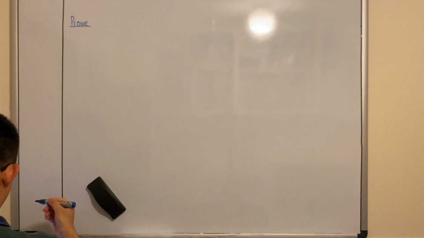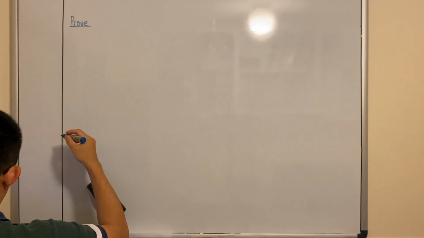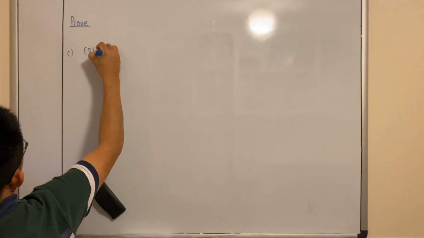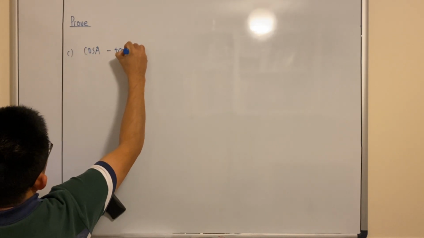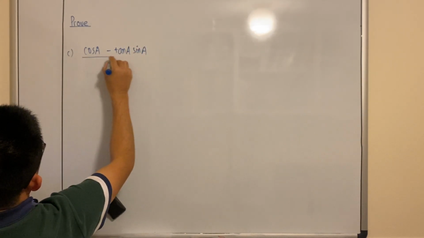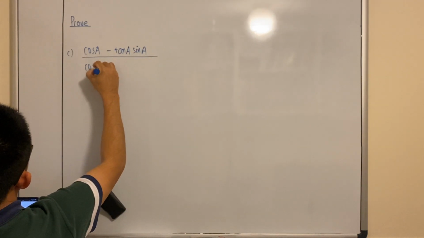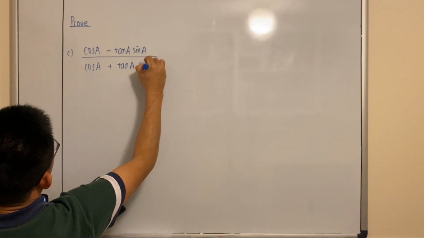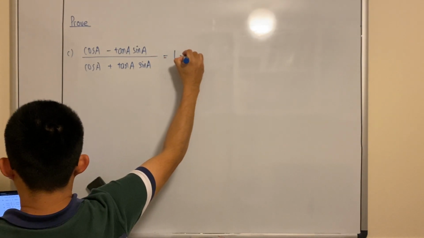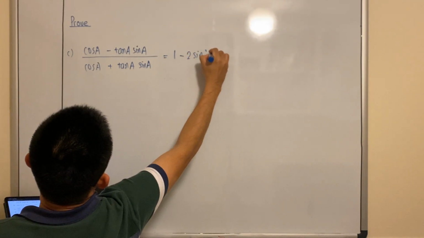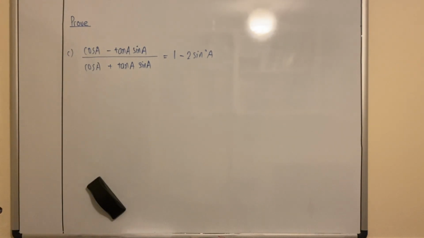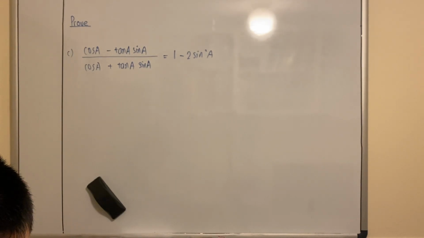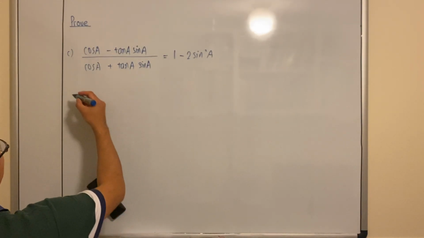Alright, so let's try this one here. It looks pretty hard. Let's see if we can do it. So question C. Cos A minus tangent A sine A over cos A plus tangent A sine A is equal to 1 minus 2 sine square A. Alright, it looks pretty hard. Let's see how we do this question here. As usual, I'm going to start from the left hand side. You've got fractions, so there is more stuff you can do.